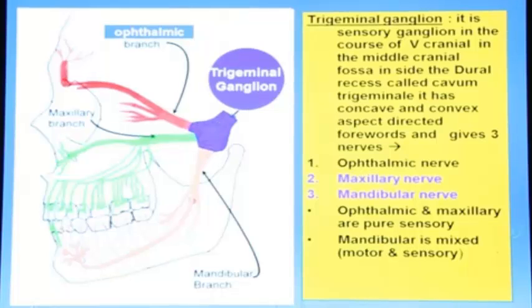The trigeminal nerve is divided into three: ophthalmic division, maxillary division, and mandibular division. Ophthalmic and maxillary are pure sensory, while the mandibular nerve is mixed motor and sensory. This is the maxillary nerve, coming to the upper jaw and maxilla, and this is the mandibular nerve, coming to the lower jaw, which is mixed motor and sensory.